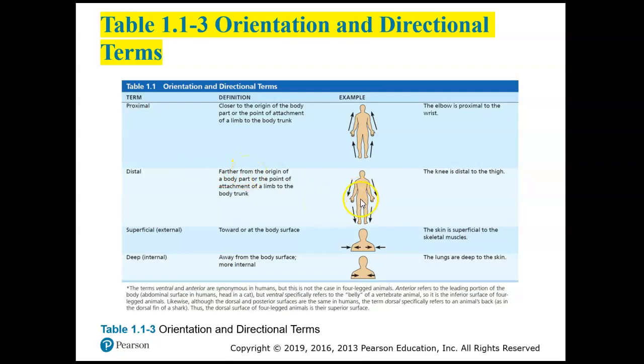So now we can use the hip joint as an example here. The knee is distal to the thigh. So the knee is further away from the hip than the thigh is. And you could turn that around and say the thigh is proximal to the knee. That means the thigh is closer to the hip than the knee is. So proximal and distal are a little bit hard to get used to because we don't really use those words in everyday language. It's not as comfortable as some of these other terms are.